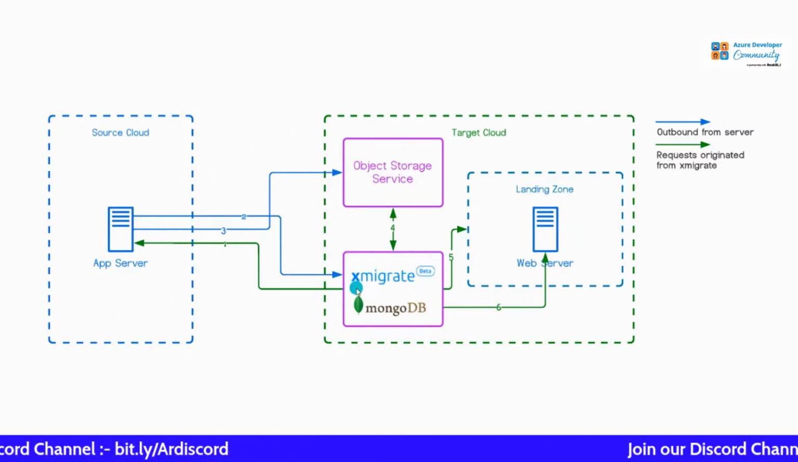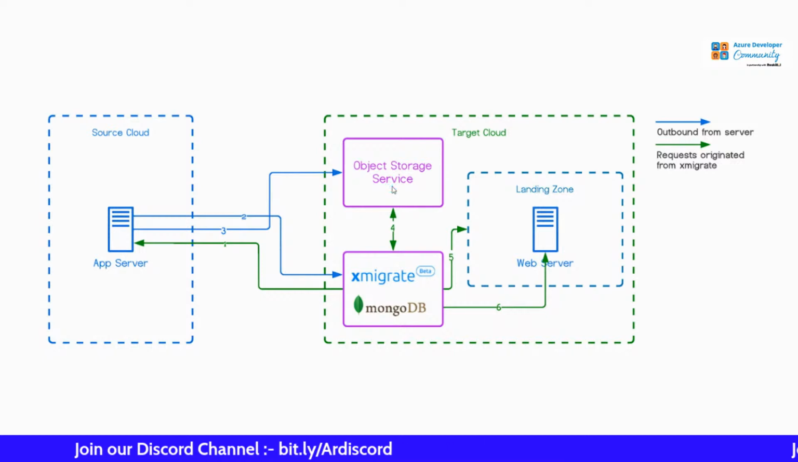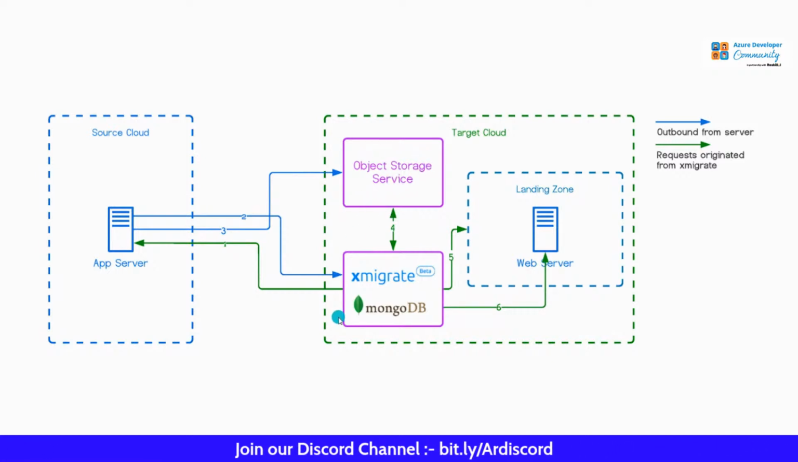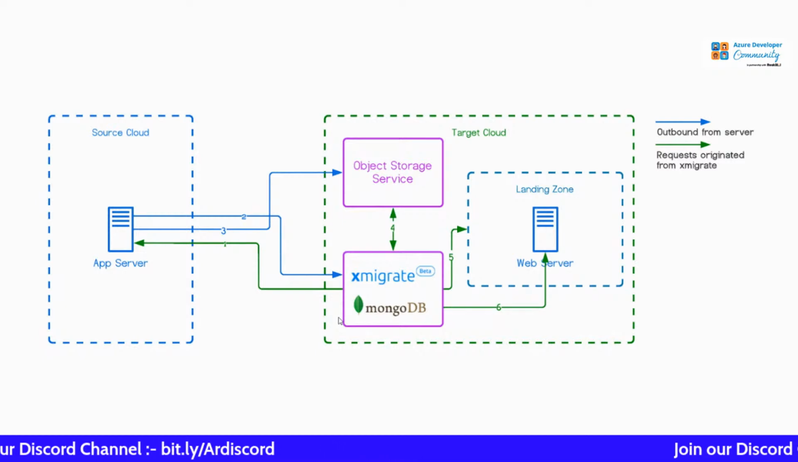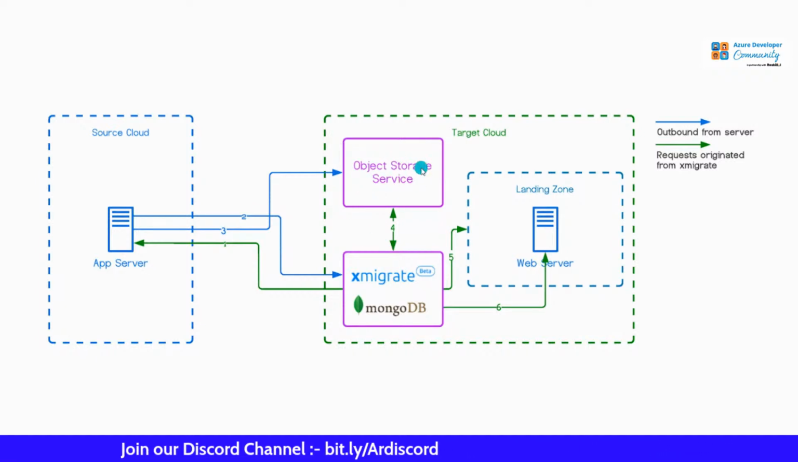So this is a high level architecture diagram of CrossMigrate. We have to deploy this CrossMigrate application in the target cloud. We need to create an object storage service: if it is in Azure, blob storage; if it is in GCP, a Google Cloud Storage bucket; if it is in AWS, then an S3 bucket. That is the requirement. We are only using object storage for cloning the image and storing the image. We are not using any more servers in between.